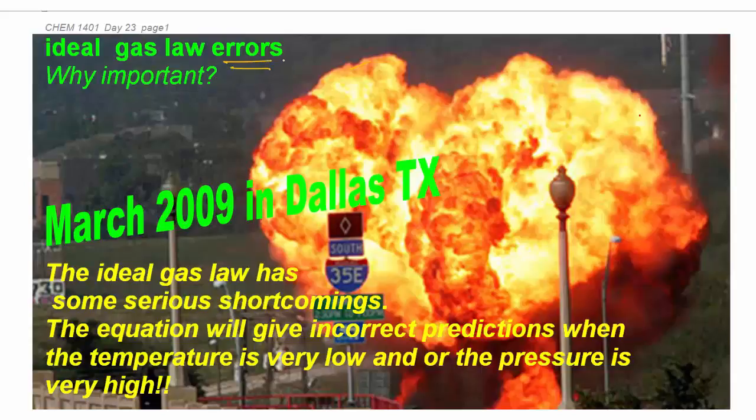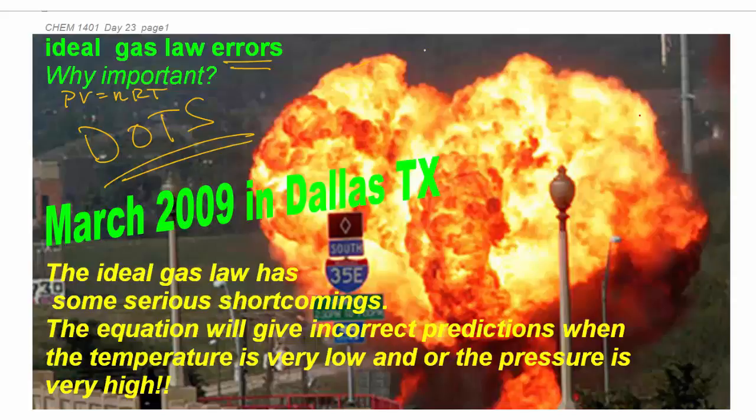Ideal gas law errors. Okay, the ideal gas law, PV equals nRT, works great when gases act like dots. Just points in space, no mass, no volume. They can't react, they can't collide. When you have those conditions, the ideal gas law gives you great answers. Well, it sounds like it's useless.